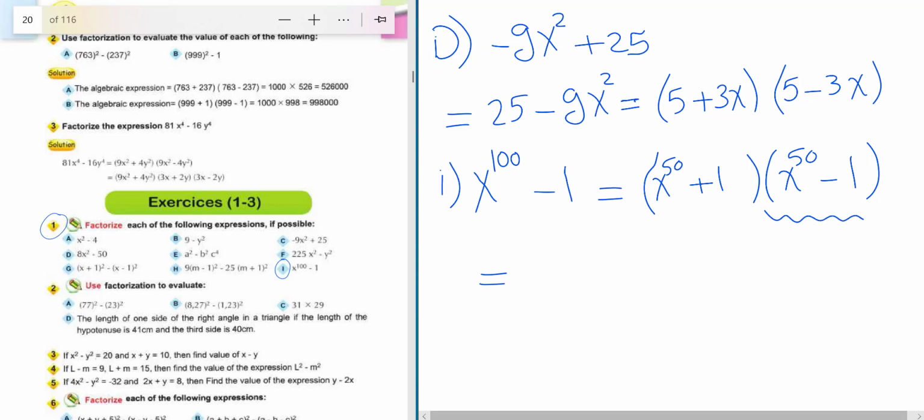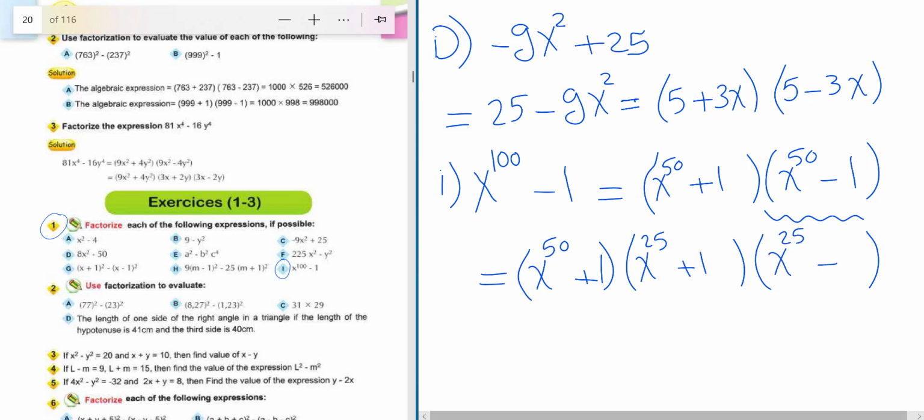must factorize again x power 50 minus 1, a difference between two squares. The first bracket is the same, x power 50 plus 1, times the other bracket factorized into two brackets: x power 25 plus 1 and x power 25 minus 1.